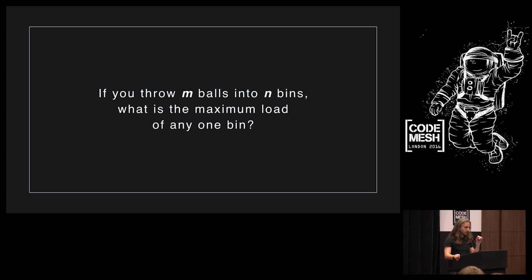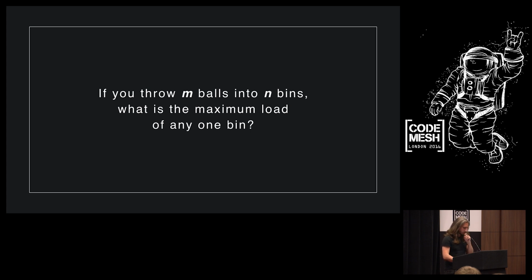So it doesn't specify how we choose the bin, but that's fine. Let's assume random for now. The obvious answer is m, right? But that's incredibly highly unlikely. So really what this question is about is what is the answer with high likelihood? So I'm thinking, okay, this problem seems to fit load balancing pretty well. Let me go do some research and see if I can figure out what the answer to this is.